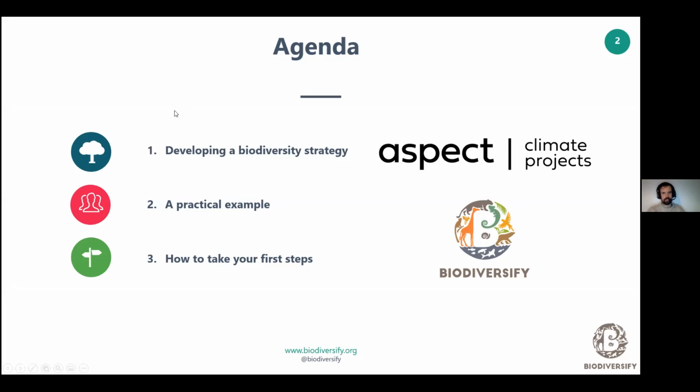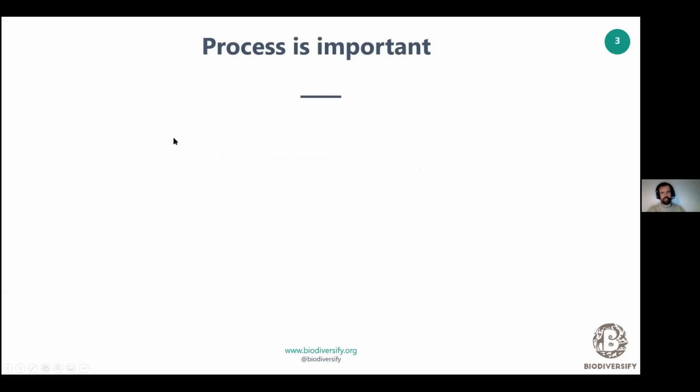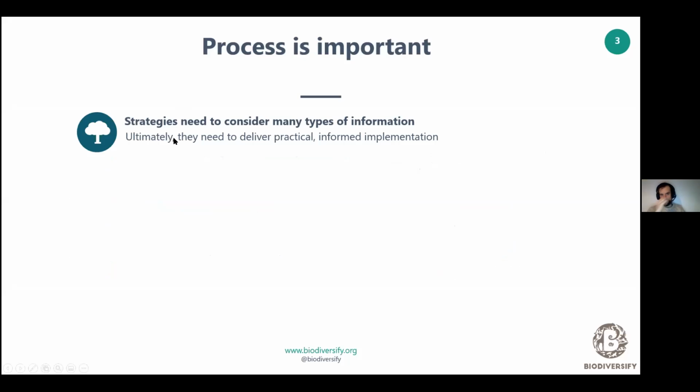So without much further ado, I will get on with it. One of the first things that's really important about this kind of stuff is that the process by which you develop a strategy is really important. You've got to have a really structured way of putting your thinking together. Otherwise, it's quite easy to get very lost and get confused or overwhelmed or have other unpleasant things happen.